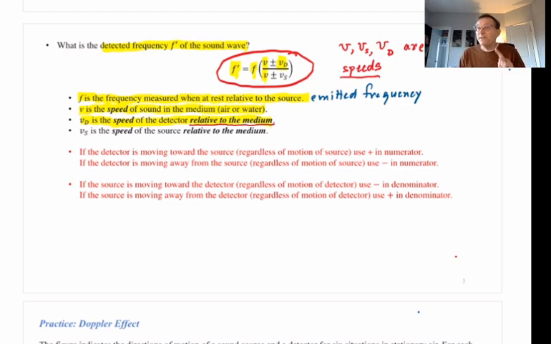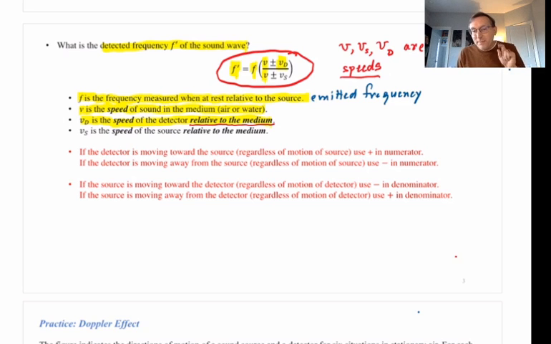But you could also have a day where there's wind. That means the air is moving relative to the ground. Then the speed of the detector relative to the air and the speed of the detector relative to the ground are not the same. But it turns out in the derivation of this frequency formula that the v d has to be the speed of the detector relative to the medium in which the wave is traveling, like air.